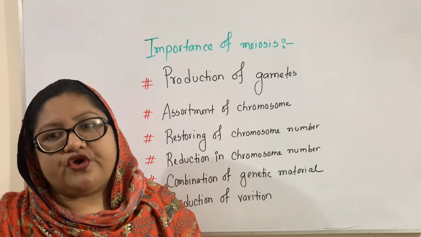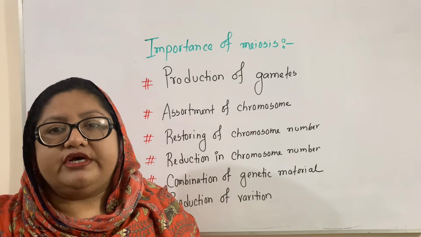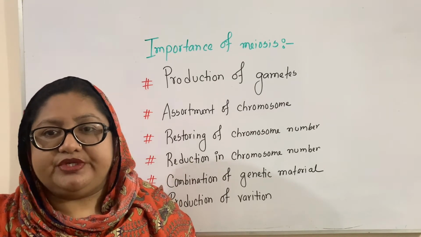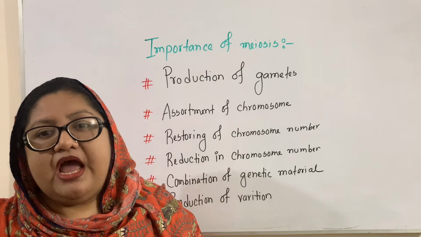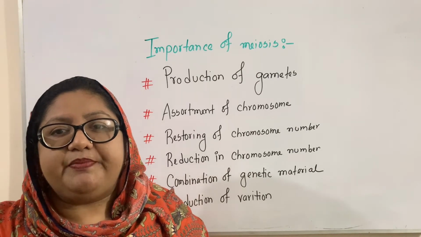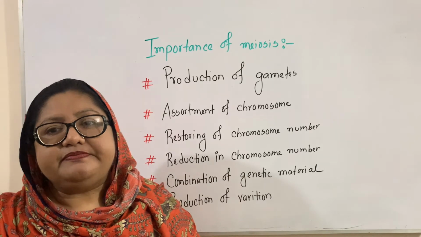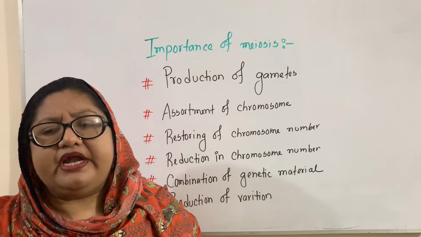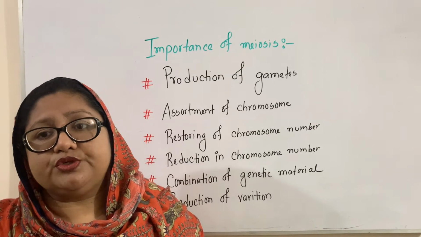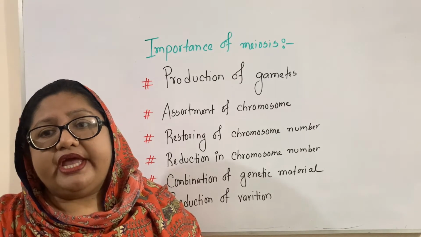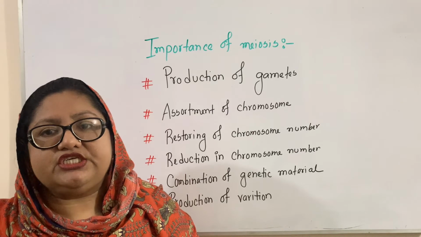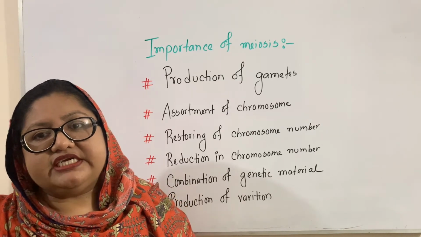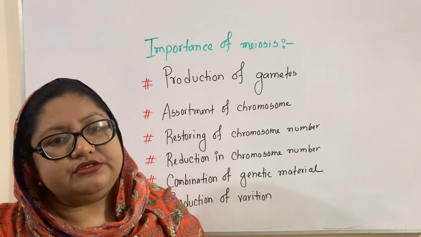Meiosis provides for new combinations of the genetic material. During crossing over, the hereditary factors from the male and female get mixed, due to the breakage and exchange of different parts of chromosomes. This is one of the ways by which variation is produced. Variations are the raw materials of evolution.